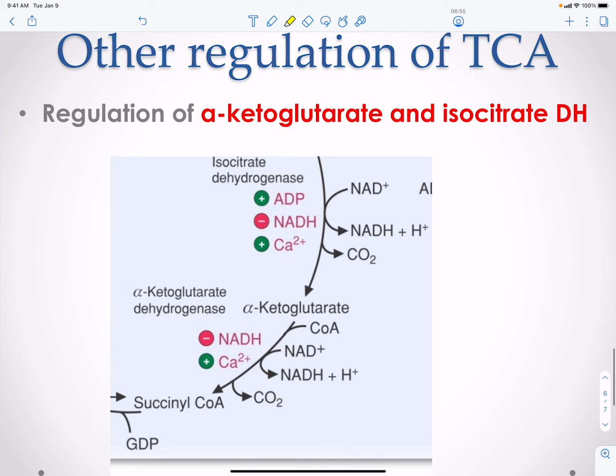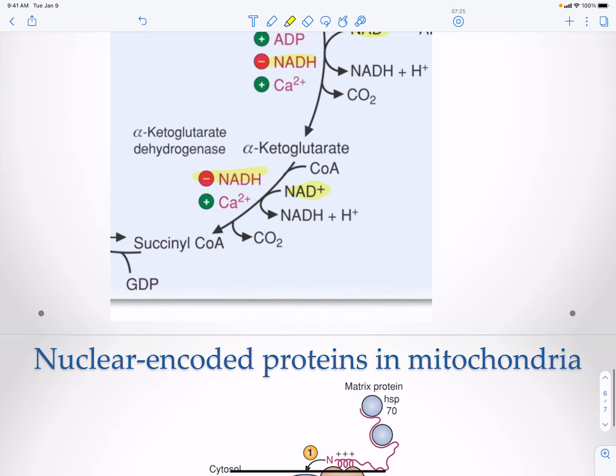So we also have alpha-ketoglutarate and isocitrate dehydrogenase that we just mentioned. And again, they're going to need NAD plus in order to push these forward. So if they have a lot of NADH, they're going to negatively regulate these enzymes. Calcium, again, is an obligate activator of these enzymes because it's telling the cells that you are doing some sort of activity and you're going to run out of energy pretty quickly, so you need to start making it. Increasing levels of ADP will also push isocitrate to alpha-ketoglutarate.